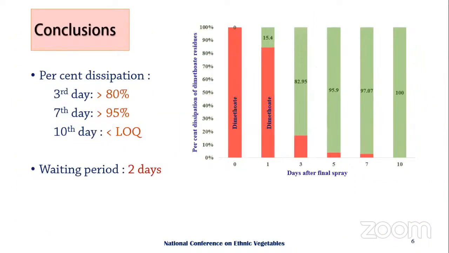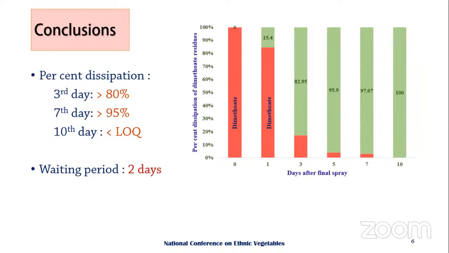So in conclusion, the graph shows how the dimethoate residues, which are depicted in red here, at 0 and 1 day were higher, rapidly dissipated to more than 80% by the 3rd day, more than 95% by the 7th day, and by the 10th day, it was almost dissipated to less than LOQ. And based on the FSSAI value, around 2 days is the safe waiting period after spraying of dimethoate in cauliflower.